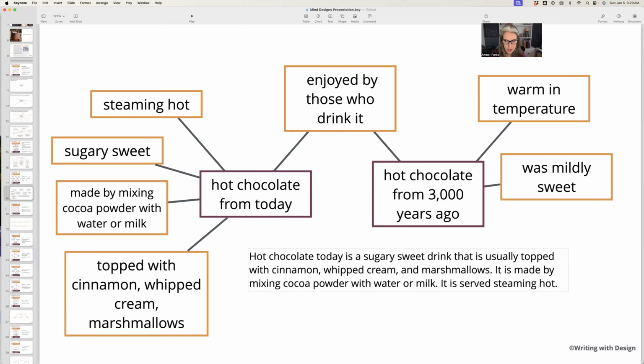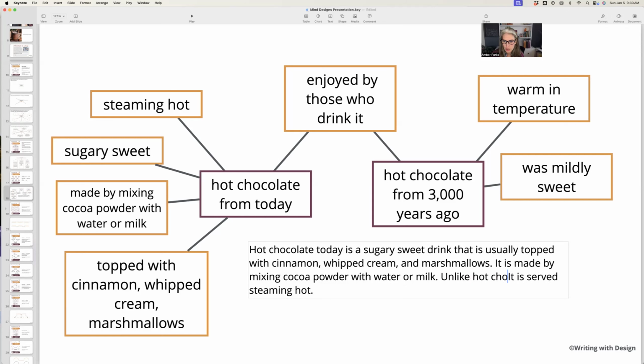It is served steaming hot. Hot chocolate today is a sugary sweet drink that is usually topped with cinnamon, whipped cream, and marshmallows. It is made by mixing cocoa powder with water or milk. It is served steaming hot. I could say also it is served steaming hot. Or I could turn that into a difference, right? If I said, unlike, yes, let's do that. Unlike hot chocolate from 3,000 years ago, hot chocolate today is served steaming hot. There we go. That's a great transition.